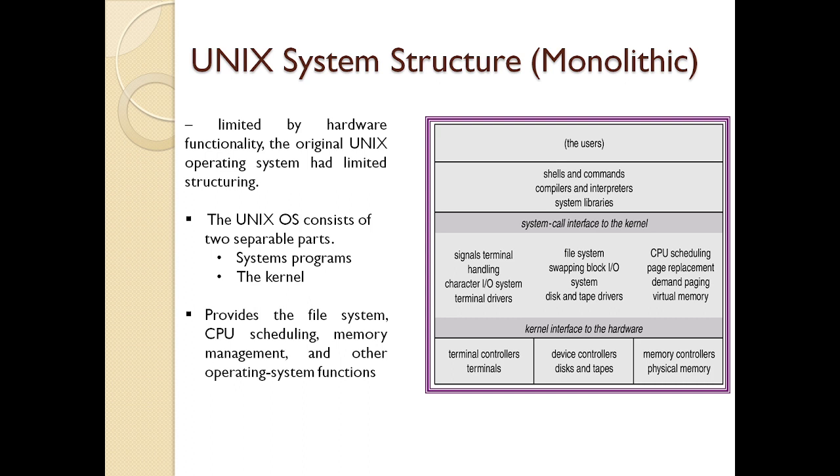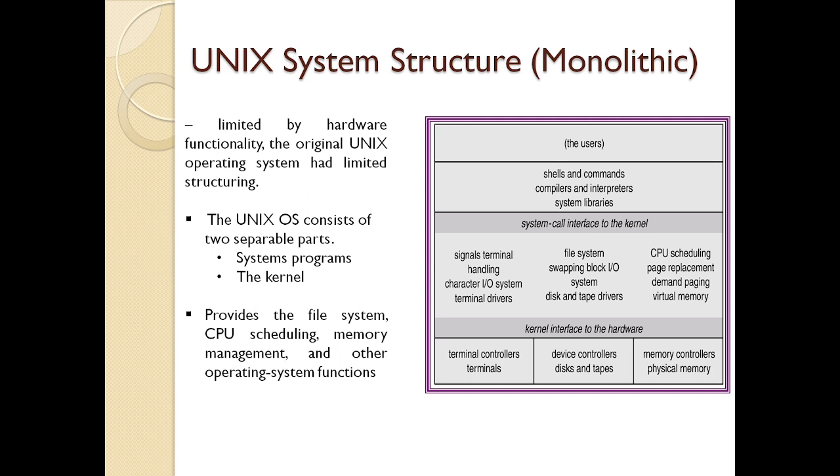In the Unix system structure, limited by the hardware functionality, the original Unix operating system had limited structuring because it has two separable parts. The first one is the system programs, and the second one is the kernel part. It provides the file system, CPU scheduling, memory management, and other operating system functions.